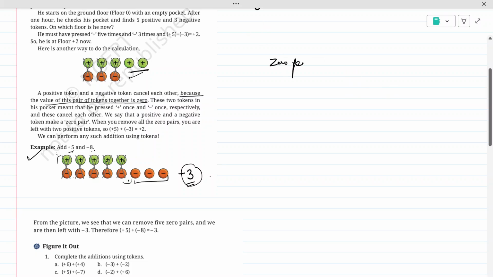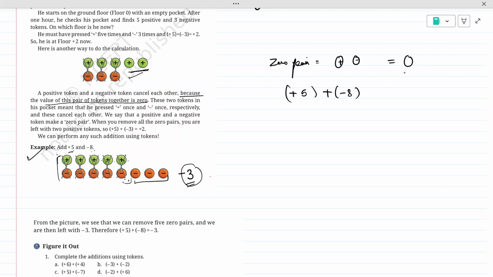A zero pair has one positive and one negative. Together the value is 0. Now when we are adding plus 5 to minus 8, we have 5 green coins of plus and 8 red coins of negative. When we make pairs, we have 5 zero pairs.